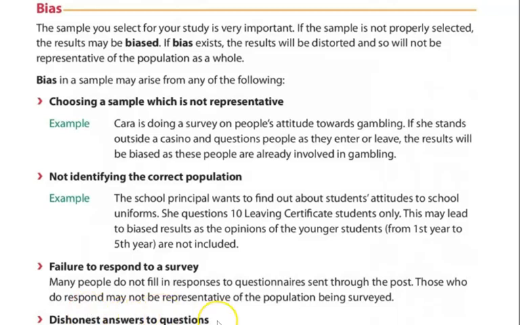Dishonest answers to questions. So we have 4 different examples of how bias in a sample may arise. So choosing a sample which is not representative, not identifying the correct population, failure to respond to a survey, and dishonest answers to questions. These are all ways that bias in a sample may arise.